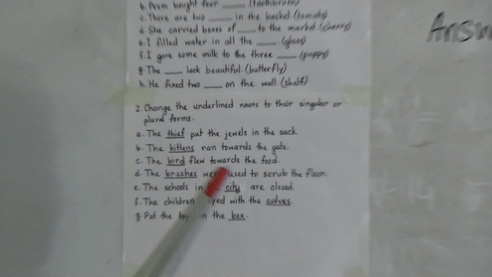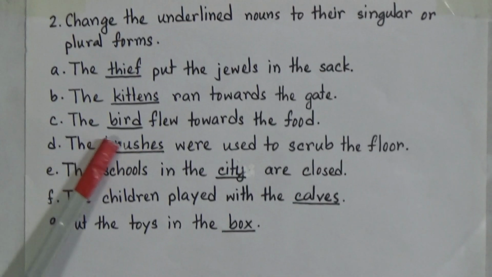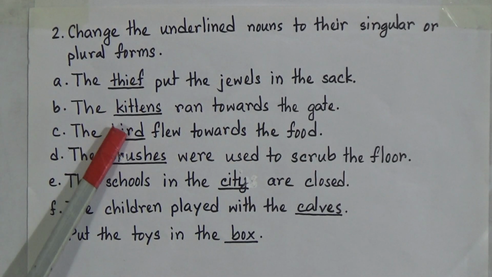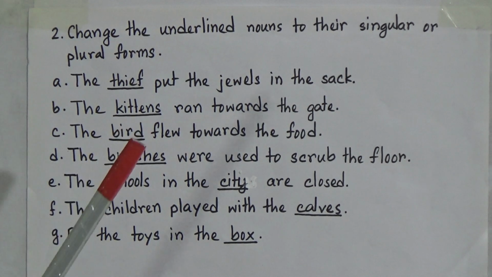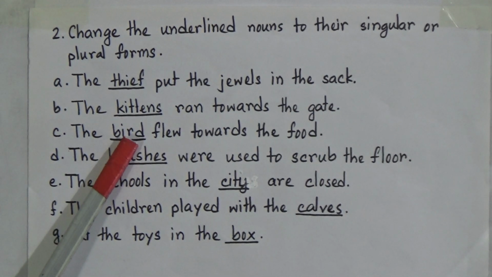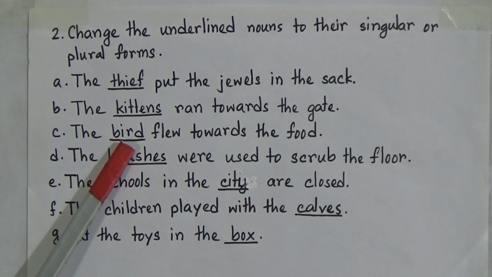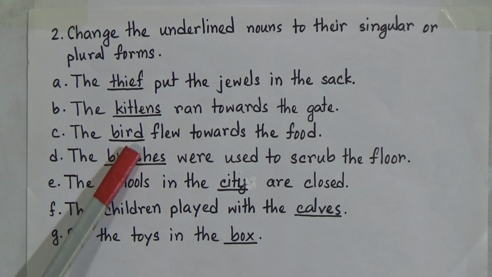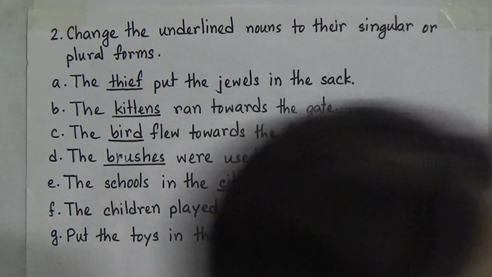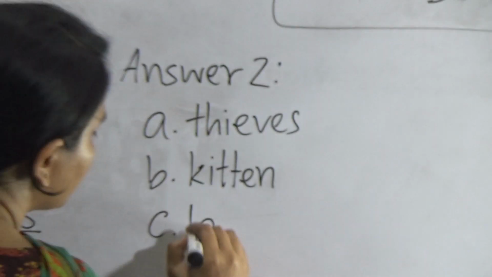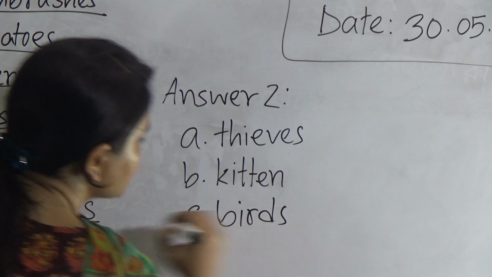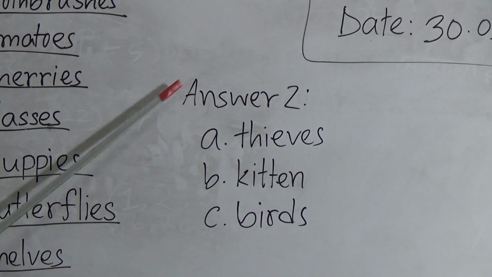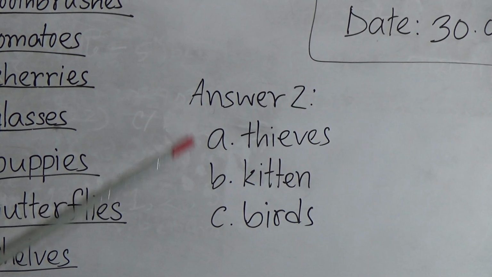The bird flew towards the food. Now we will make it plural. The bird is in the singular form and we will make it plural. So how will you make it plural? We all know that we will add s to make it plural. So let's do it. Number C will be birds, B-I-R-D-S. So dear students, remember this one, we will add s to make it plural and you will follow this way. You will just write the answer.